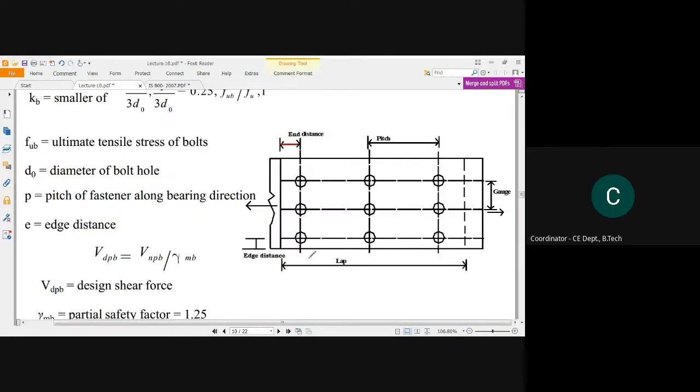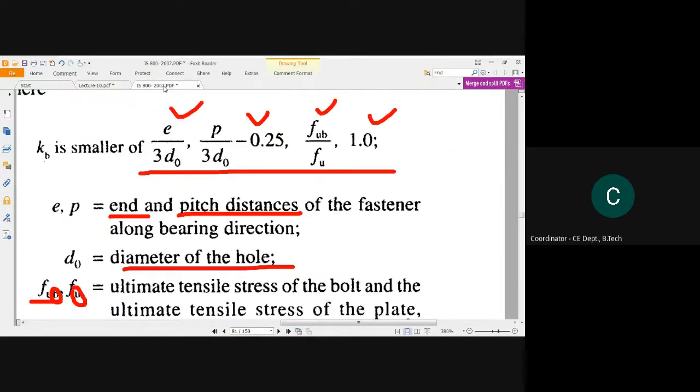What was pitch distance? Pitch distance is this distance, the distance which will lie parallel to the force, the direction of the force coming to the joints. So this will be our pitch distance of the fastener along the bearing direction, minus 0.25. That will be reduced by 0.25. Now we will get a value from this as well.